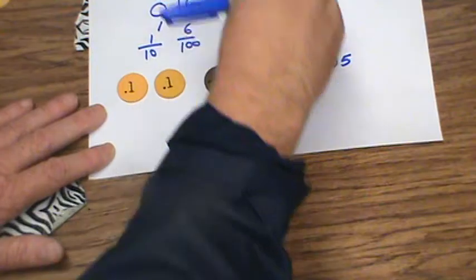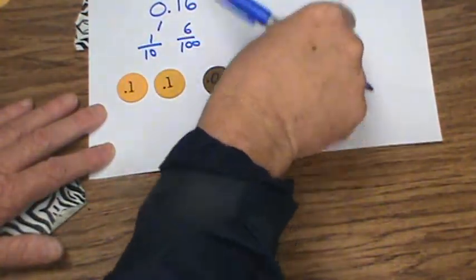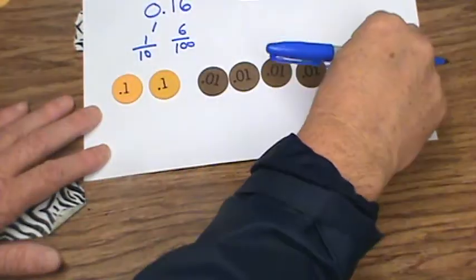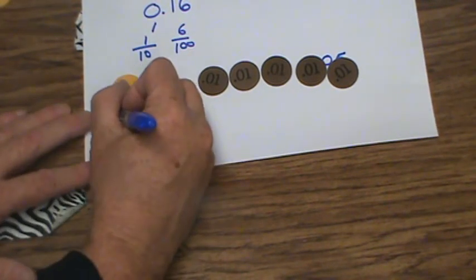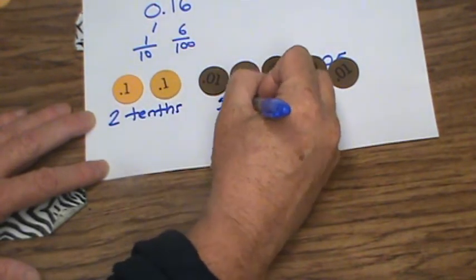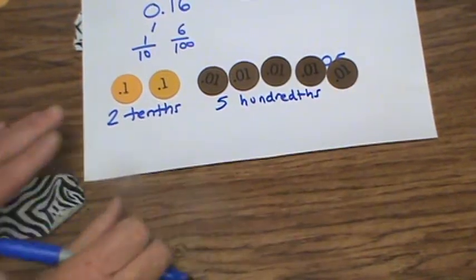1, 2, 3, 4, and 5. So we have 2/10 and 5/100ths, right? 2/10 and 5/100ths.